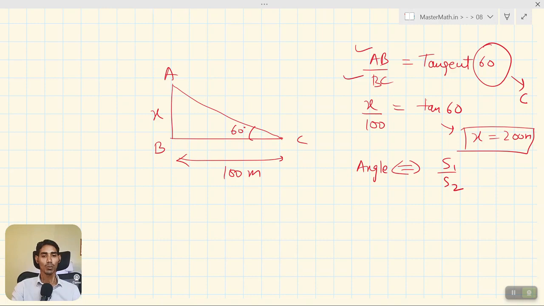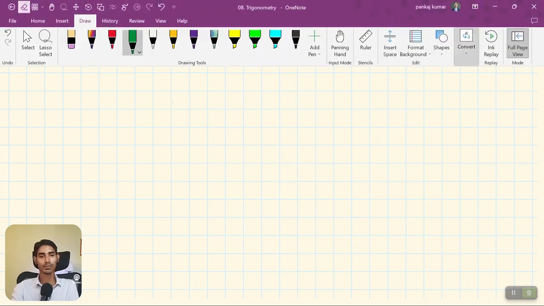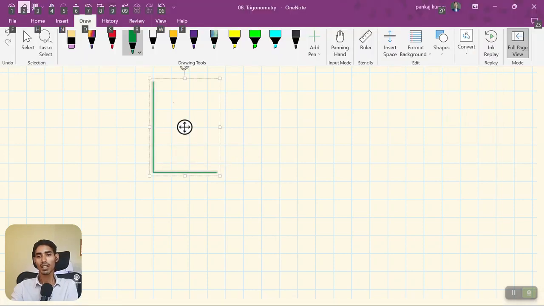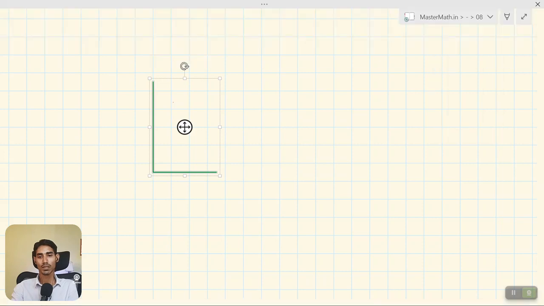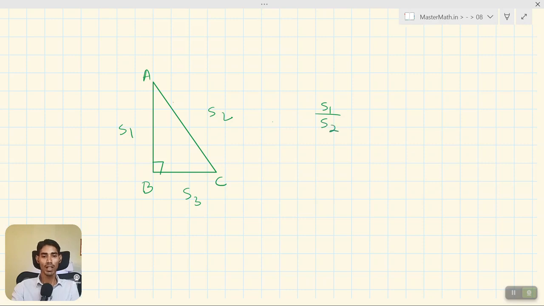All right. So now let's continue this further, and if we have a right angle triangle, what different possibilities of the sides ratio could we get? So this is S1, this is S2, this is S3. So I could get S1 divided by S2, I could get S1 divided by S3, I could also get maybe S2 divided by S1.